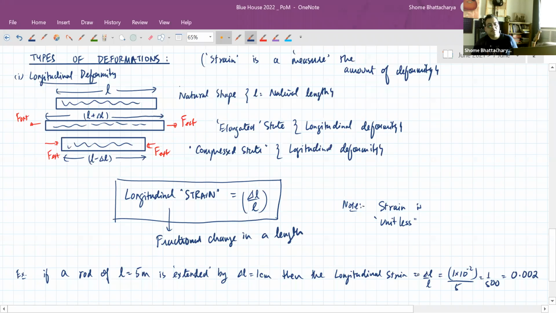So generally we don't express strain in percentage, we express it just as a fraction. So you can say it's a 0.2% change in length, but as far as the definition of longitudinal strain is concerned, we express it in fractional form, not in percentage form. So we will say it has undergone a longitudinal strain of 0.002.